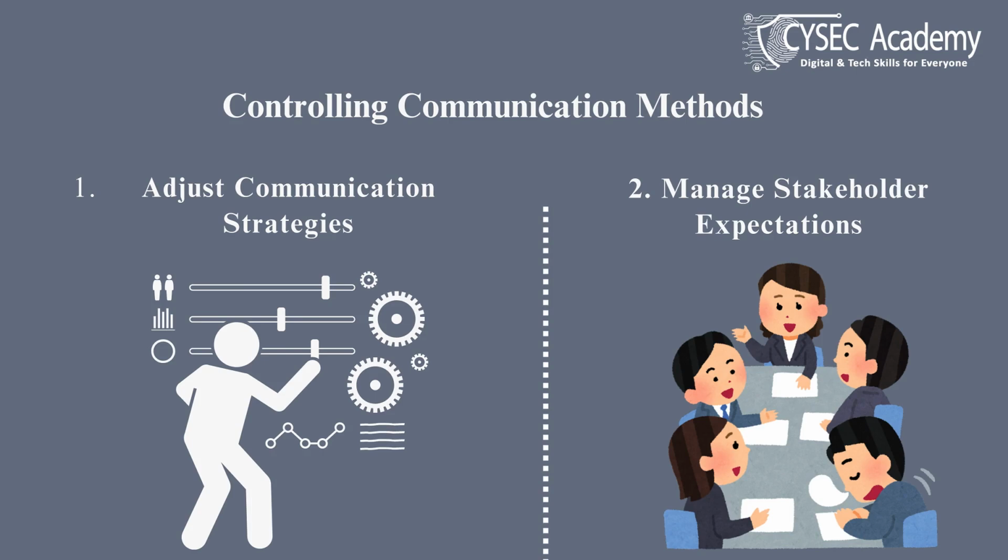1. Adjust communication strategies. Adapt communication methods and strategies based on feedback and performance metrics. Address any gaps or issues in communication promptly to maintain clarity and efficiency. 2. Manage stakeholder expectations. Clearly define and manage stakeholder expectations regarding communication frequency and content. Ensure that stakeholders are kept informed and that their input is acknowledged and addressed.